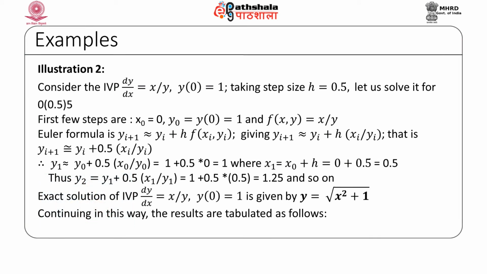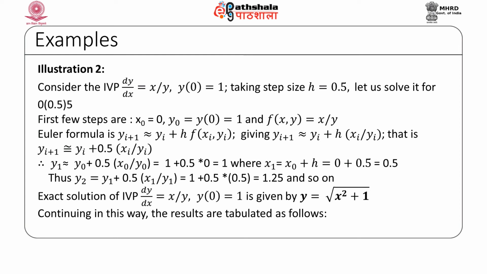Similarly, let us take another example. dy by dx is x upon y, y0 is 1, and again we repeat the same exercise. As x0 is 0, y0 is 1, f of x, y is x upon y. So, apply the formula y i plus 1 is y i plus h into f of x i, y i, and go ahead. And we have drawn the table.